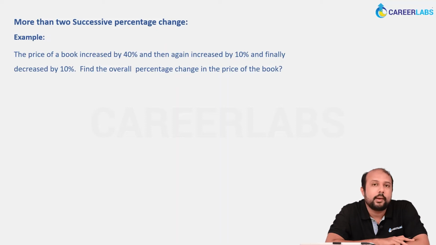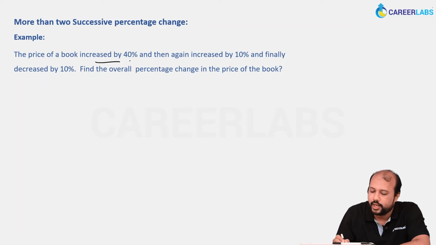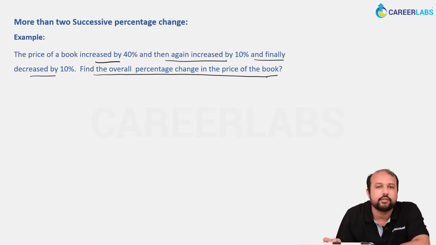Now let's discuss what happens if there are more than 2 successive percentage changes. How do we use that formula, or how do we solve the question? Here's an example. The price of a book increased by 40%, then again increased by 10%, and finally decreased by 10%. Find the overall percentage change in the price of the book.